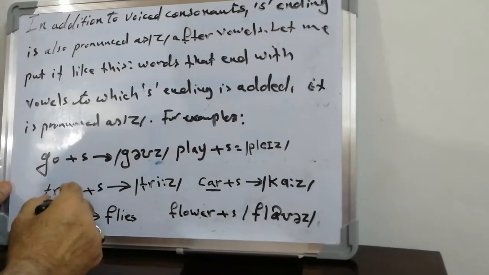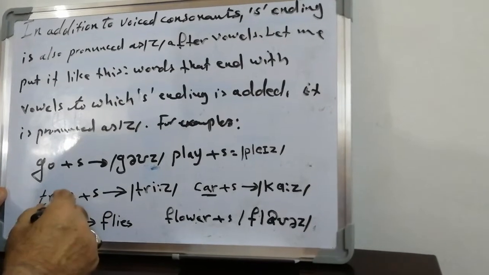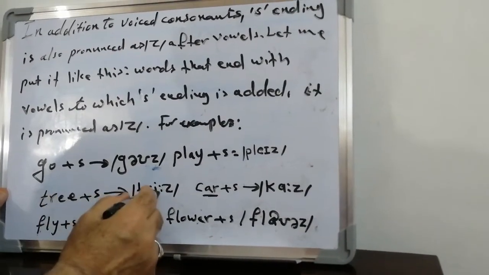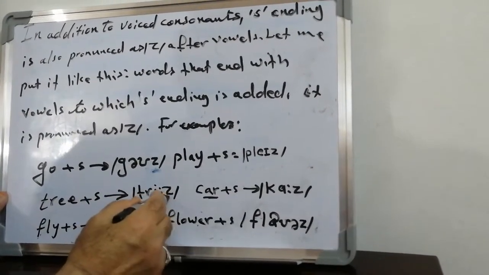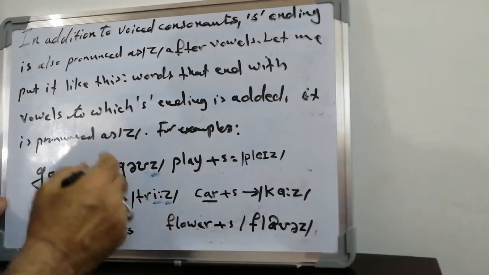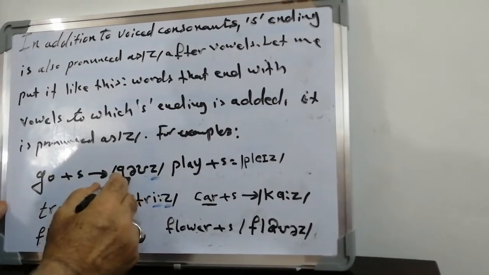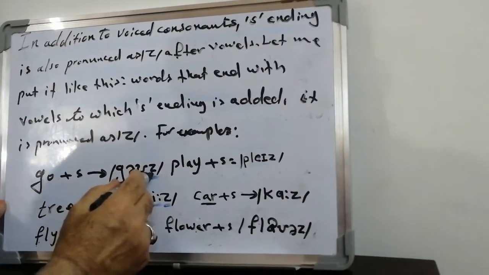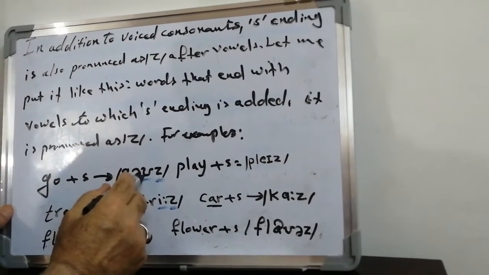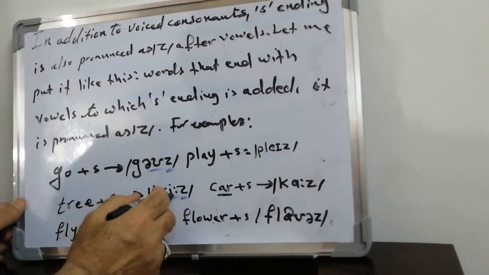Also, we have the word tree. It ends with this vowel sound, so we pronounce the S as what? Z. Here the word go ends with O, so we pronounce it Z. This is a vowel sound, diphthong. This is a simple, pure sound.